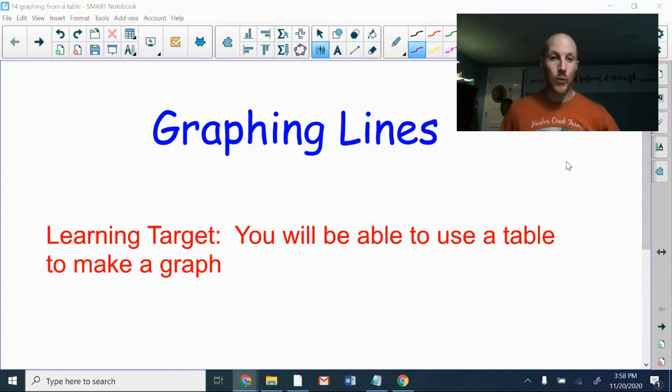Hey, Algebra, let's take a look at graphing lines. Learning target for today, you'll be able to use a table to make a graph.